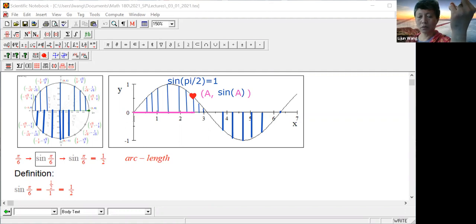Go back and read your trigonometry textbook. Okay, we can discuss that another time. But right now we're going to focus on this sine curve. So this is the angle. This angle is arc length. And arc length and angle at this point are the same.